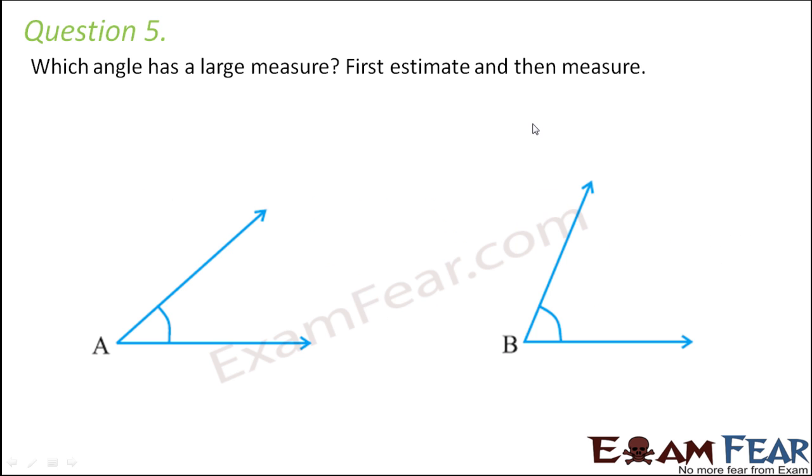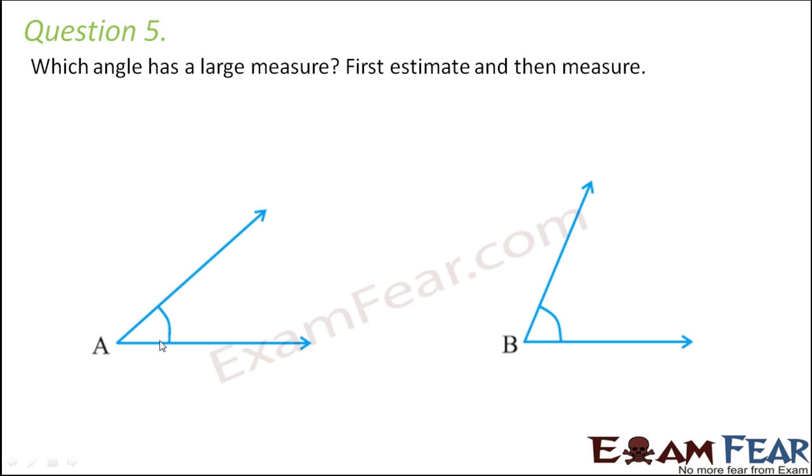Question number 5. Which angle has a larger measure? First estimate and then measure. Now, even before we take a protractor and start seeing the actual measure, just by looking at the angles, what do you think? Which will have a larger measure? Now, measurement of an angle is all about the inclination of the two rays. For angle A, the inclination of the two rays is lesser, right? But in angle B, the inclination between the two rays is more. So we are expecting angle B to be larger than angle A.